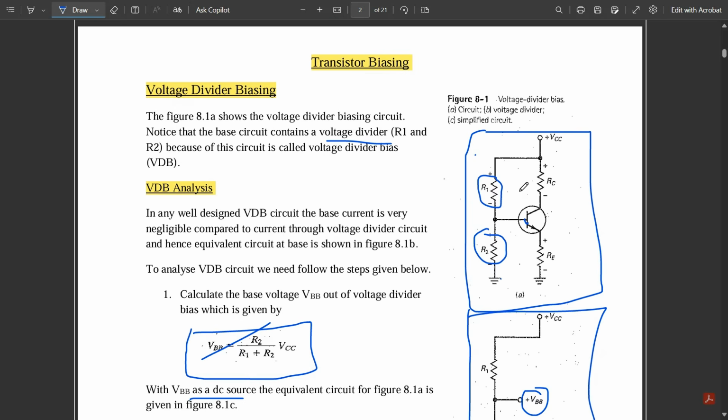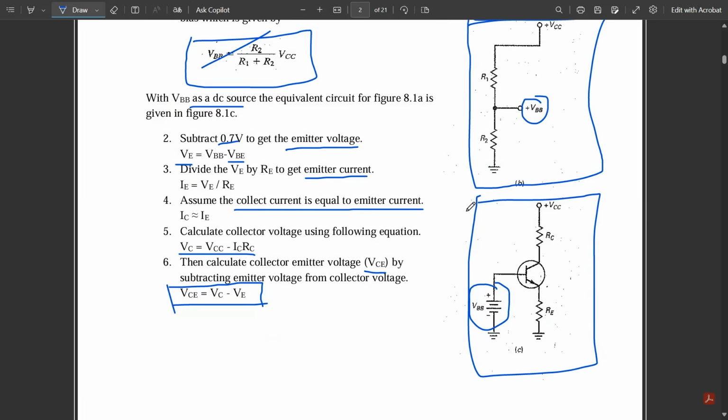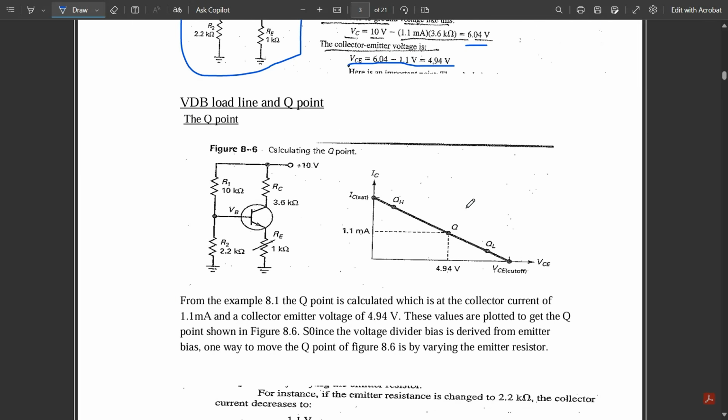Okay, so this was it for the video, guys. In the next video we are going to see the VDB load line and Q point.